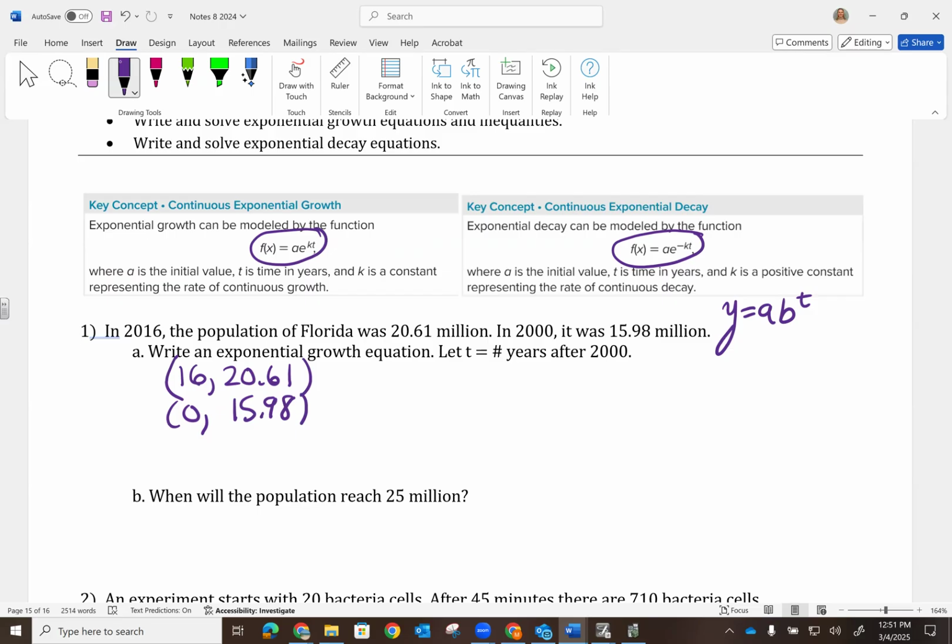Okay. So can you write those and find the growth factor and write the equation? See if you can do it. Do you remember how to do it? I'm going to pause and see if you guys can figure out what to write.